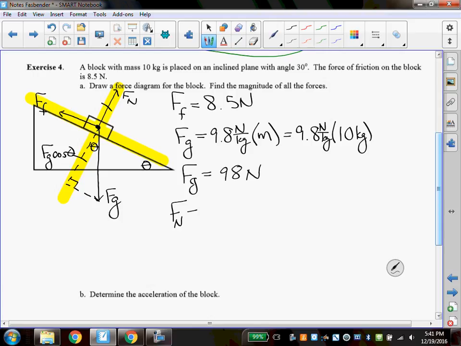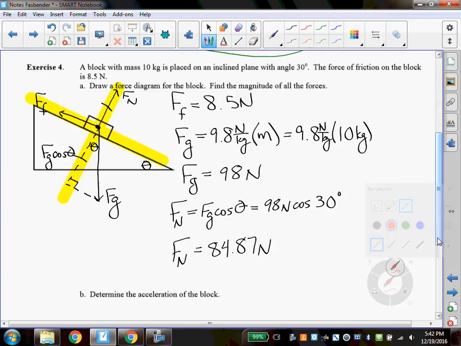So let's do it to find that normal force. Fn equals Fg cosine of theta. We need to do 98 newtons times the cosine of 30 degrees. When you put that into your calculator, you find that the normal force is 84.87 newtons. So ta-da! We have the magnitudes of all the forces. Force of friction is 8.5 newtons, force of gravity is 98 newtons, and normal force is 84.87 newtons.